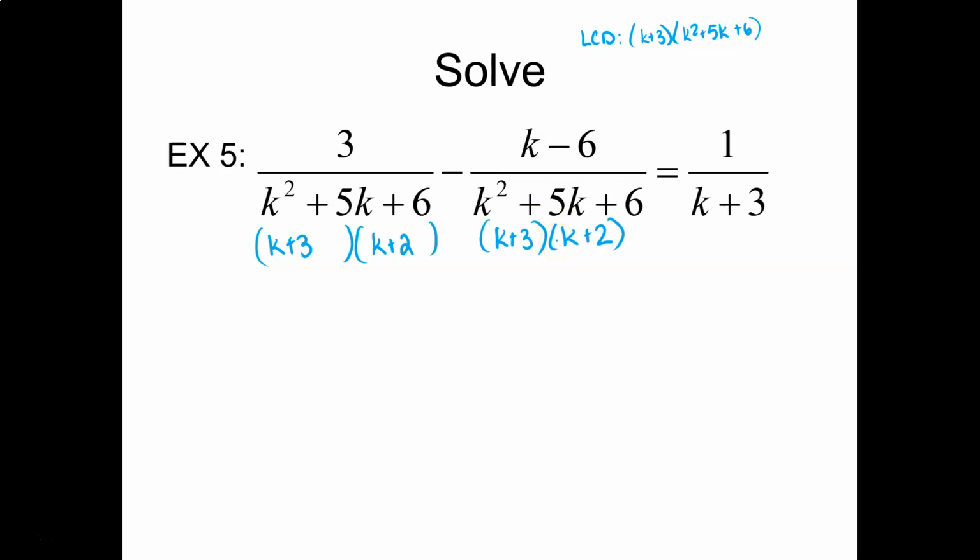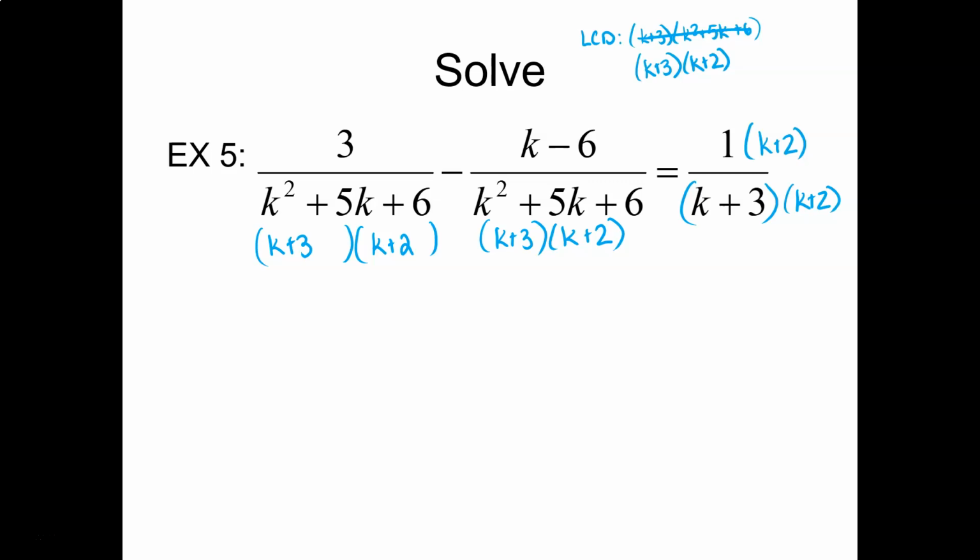Okay, so it factors into k plus 3, k plus 2. So instead of using this, I could just use k plus 3, k plus 2, right? And if I do that, the only thing I have to do is multiply the second equation, or the last fraction, by k plus 2 on top and bottom.